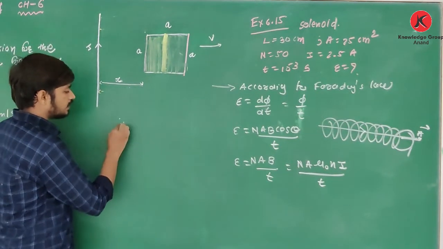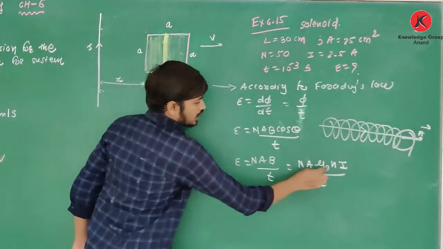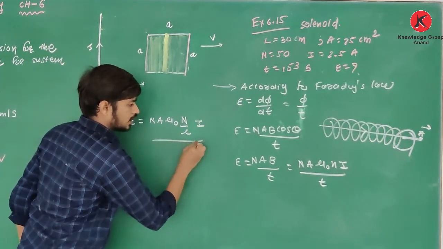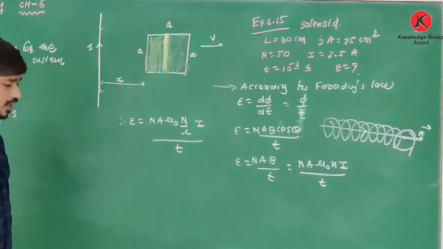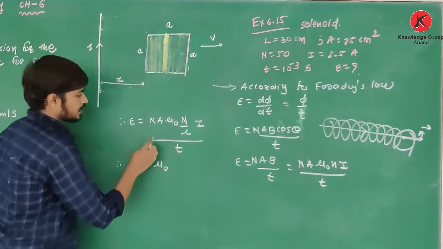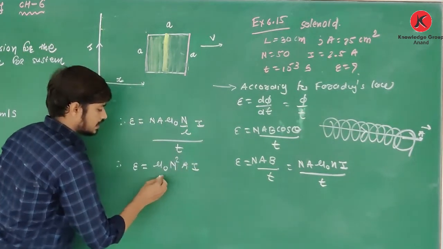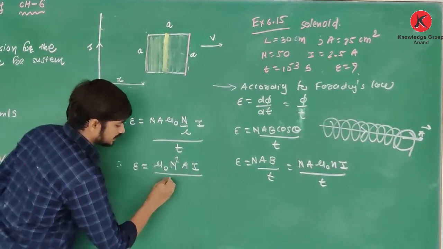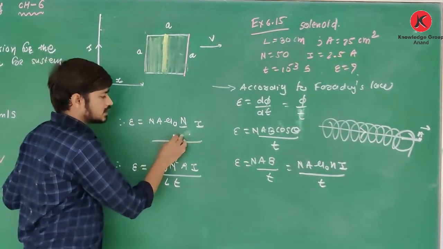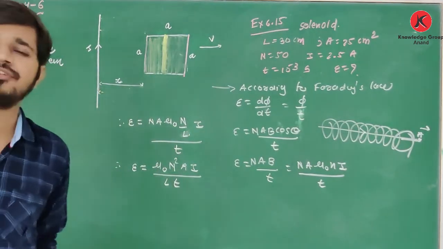So yes, if I want to simplify this, E is equal to N A mu 0. This small n means total number of turns per unit length. So I can write this equation as E is equal to mu 0 n square a I upon L T. Clear about this? So yes, it is one simple question, exercise 6.15, which is based on this equation.